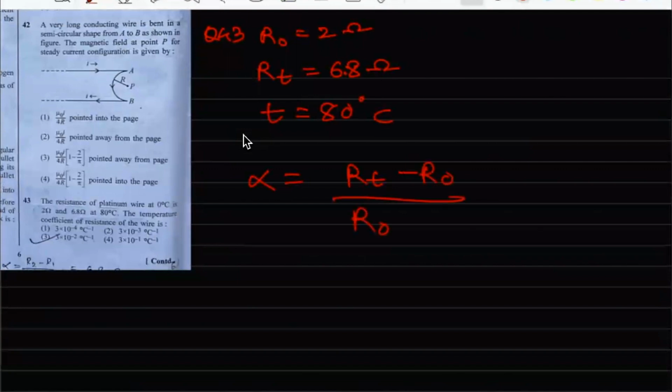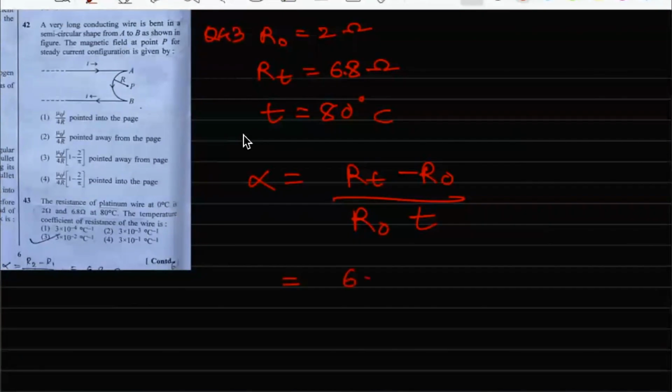The resistance of a platinum wire at 0 degrees, so that's my R0, is 2 ohms, and 6.8 ohms at 80. So RT is 6.8 ohms, right? And the T value is 80 degrees Celsius, and the initial value is 0. So the temperature coefficient of the resistance is what? So I just have to do alpha equals RT minus R0 upon R0 T.